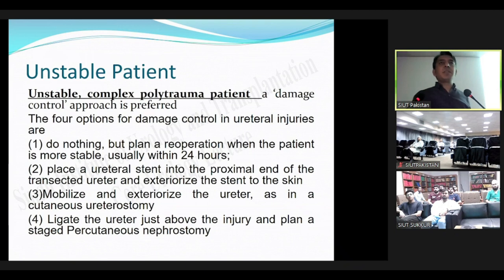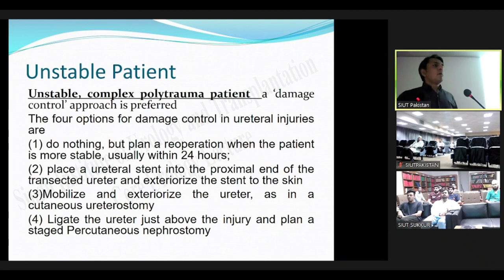The scenario for an unstable patient is different. For a complex polytrauma patient and unstable patient, it's best to do a damage control approach. And we have four options for an unstable patient. Number one, we will do nothing but plan a reoperation when the patient becomes more stable, usually within 24 hours. The second thing we can do is just put in a ureteral stent.